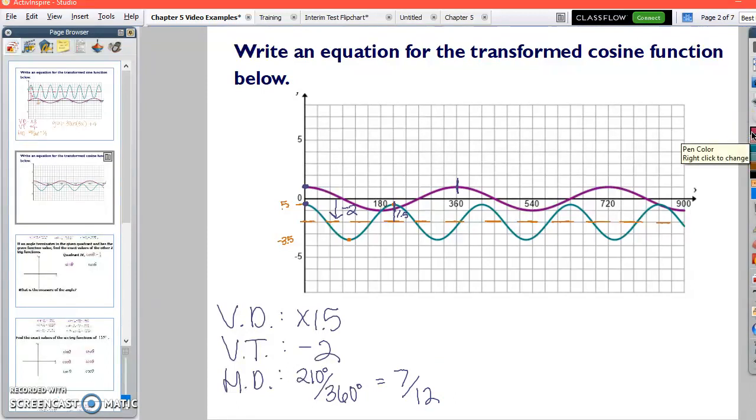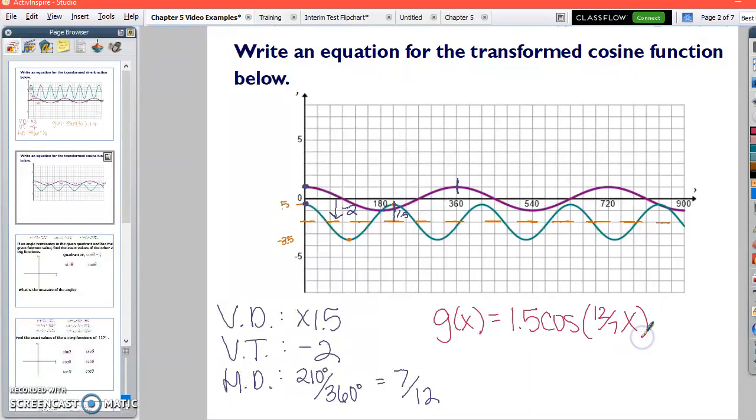Now we need to write the equation in terms of cosine. You could call the new function g of x. My vertical dilation is 1.5, so we will multiply that by the cosine function. On the inside, for this horizontal dilation, remember we need to multiply by the reciprocal, so I will have 12/7. It doesn't matter for now whether you use x or theta; I'll go ahead and use x. Then the vertical translation is subtracting 2, and we're going to put that on the outside. And so our function is completely written.